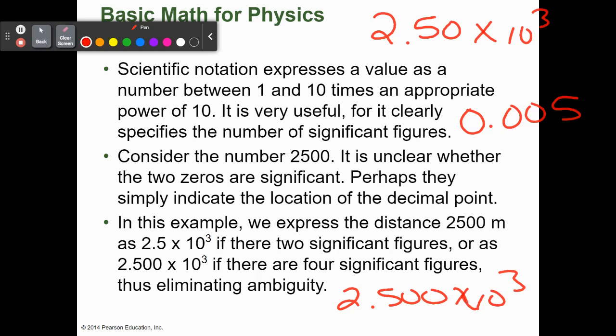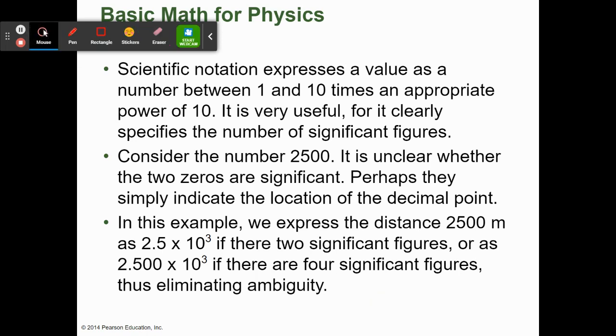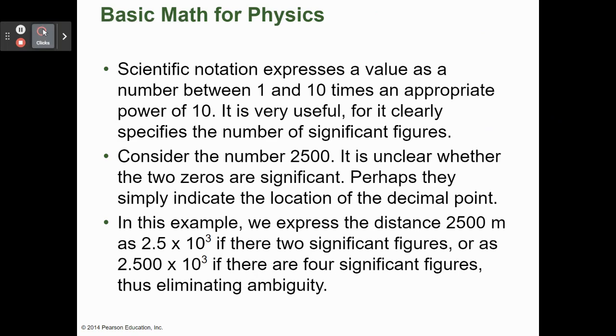And the reason that it's 4 is because I'm saying in that measurement, I am sure that I measured out to the thousandths place with precision. So I'm sure about that last decimal place, and that's why I have to write it down. Okay. All right. So let's clear that screen. Go back.